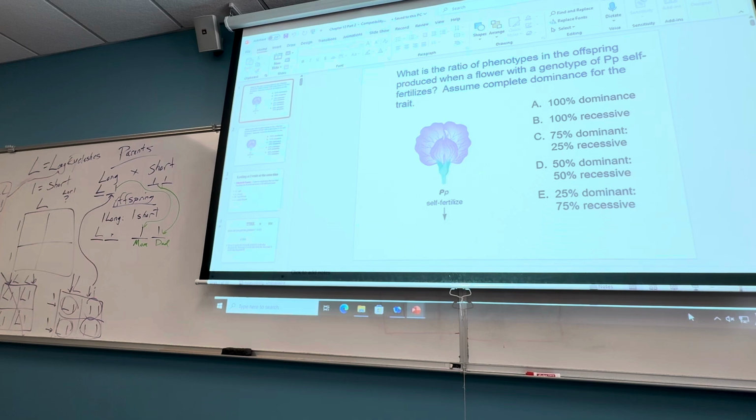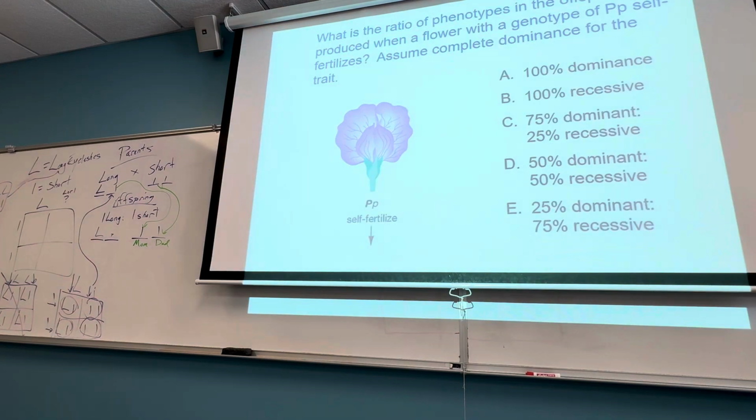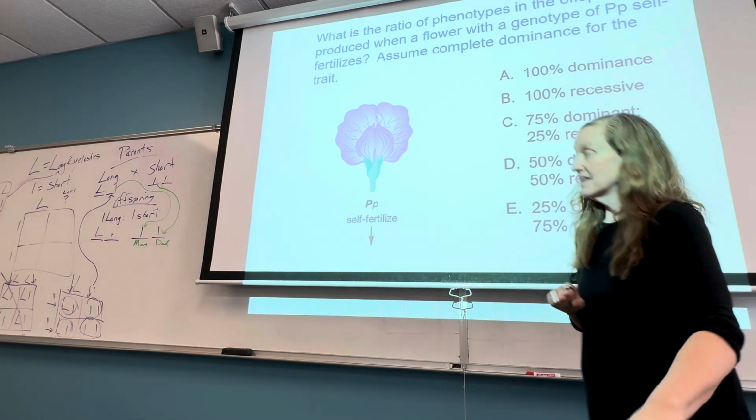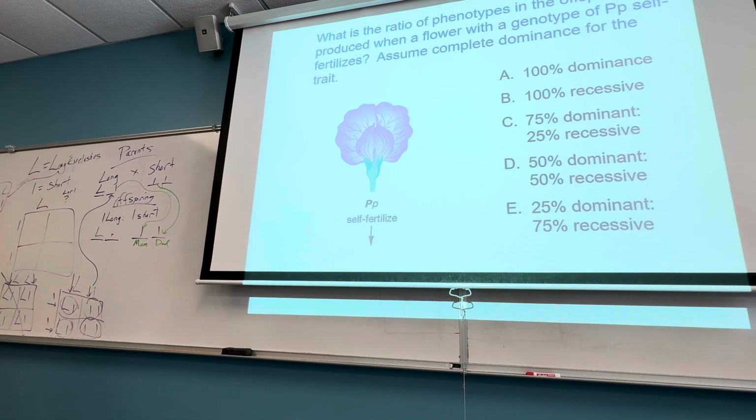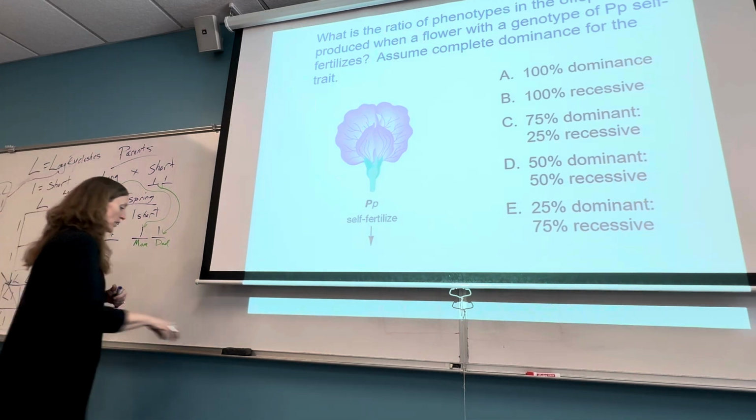Okay. One more practice for monohybrids, and then we are going to move on to something else. What is the ratio of phenotypes in the offspring produced when a flower with the genotype big P, little p self-fertilizes? So they're acting as both parents, big P, little p times big P, little p. And we're assuming complete dominance for this trait. So go ahead and work that one out.